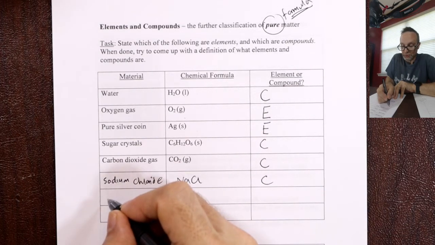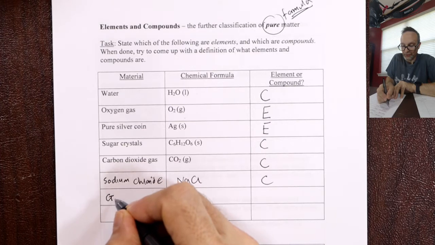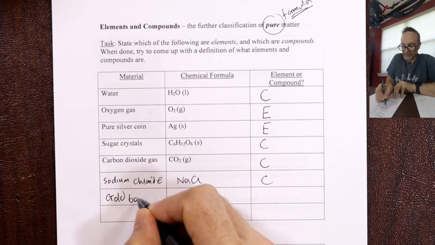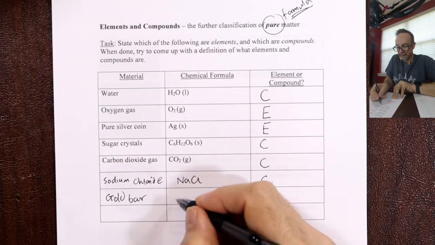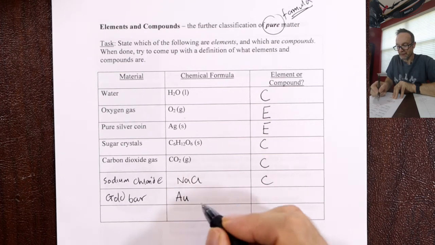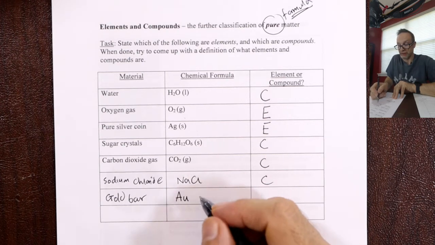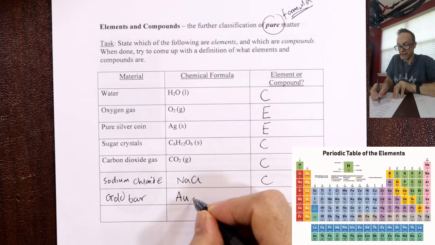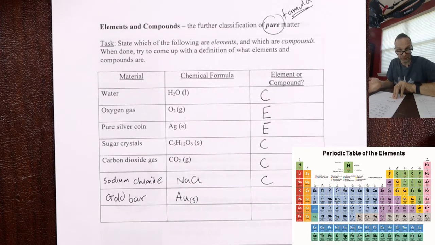Let's do another one. Gold. A gold bar has the symbol Au, straight from the periodic table. Take a look at the periodic table. Au would be the symbol we would use to represent a gold bar.